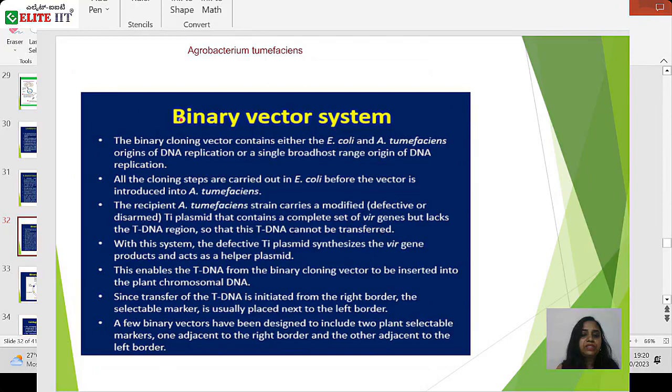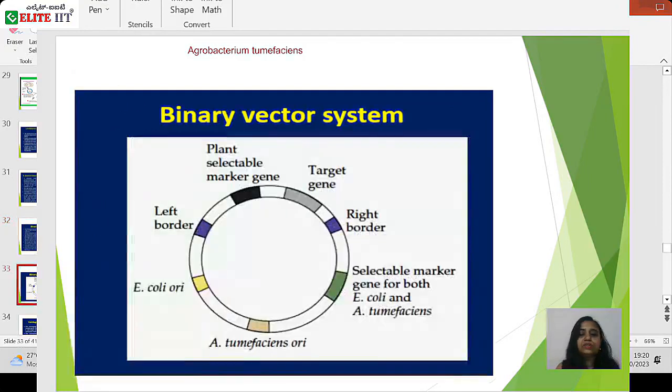This we have already discussed, the binary vector system. Okay, this is the binary vector system. See, the E. coli origin is there, and the tumefaciens origin is also there. Left border, right border, target gene, plant selectable marker. Okay, gene of interest. Target gene means gene of interest. Now a selectable marker gene for both E. coli and tumefaciens is also inserted.